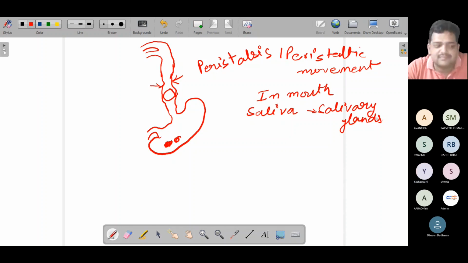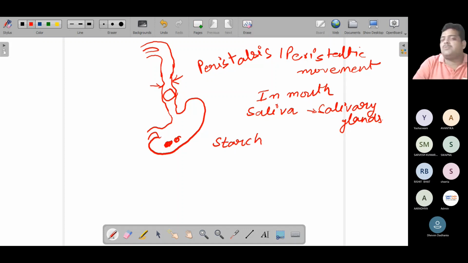Sir, it makes the food soft so that it is easy to swallow. Yes, it softens the food. Then it also helps in digestion. Saliva digests starch. Starch is a type of carbohydrate. Sir, it digests starch to maltose. Yes, it digests. This we have done in the last class.